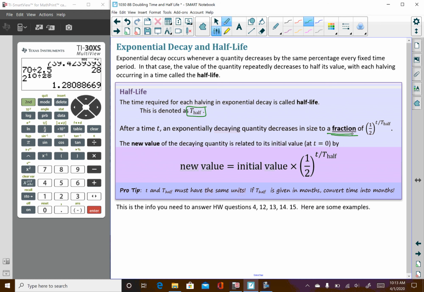Our new value equation is almost identical. We're just using, instead of that doubling time with a base of 2, our fraction equation. Again, be careful with time units. If half-life is given in months, you've got to use months for all of the time. So I'm going to do a couple examples, and then you can go and try number 4, 12, 13, 14, and 15.